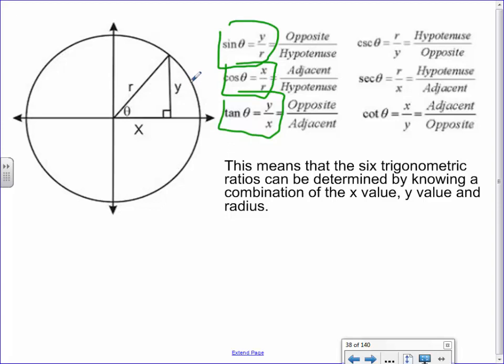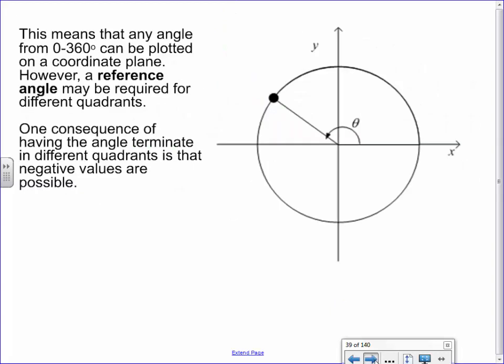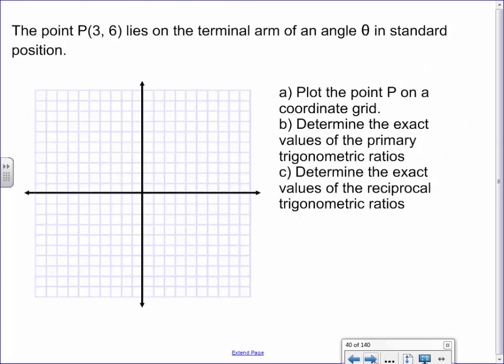Because really, y is your old opposite from this angle here, x is your adjacent, and r is your hypotenuse. Okay, now this doesn't really impact you all that much. I'm just saying if you see x's and y's and r's, just keep in mind x, y, and r are what used to be opposite, adjacent, and hypotenuse. Does that make sense?